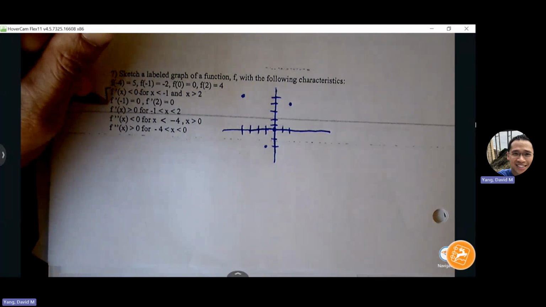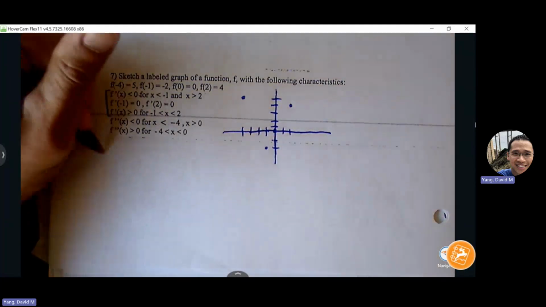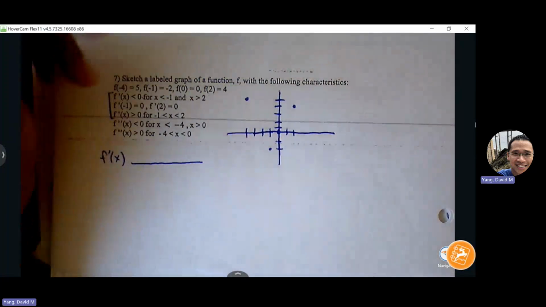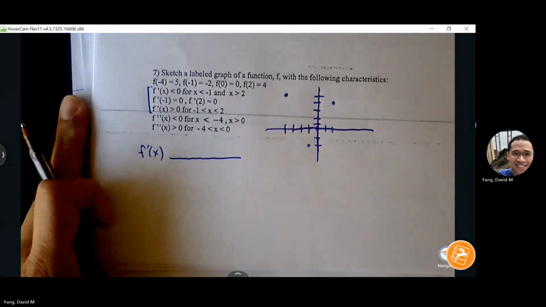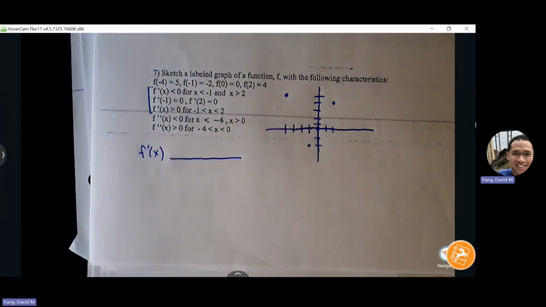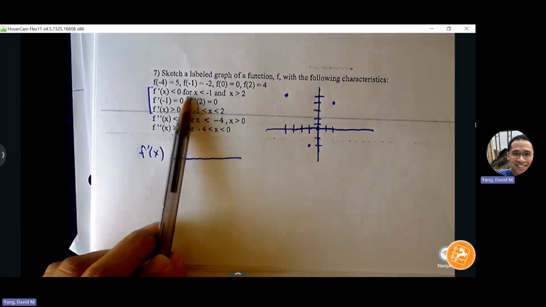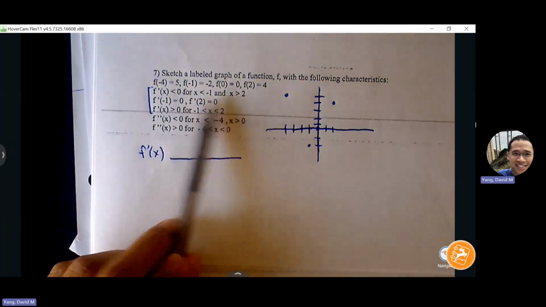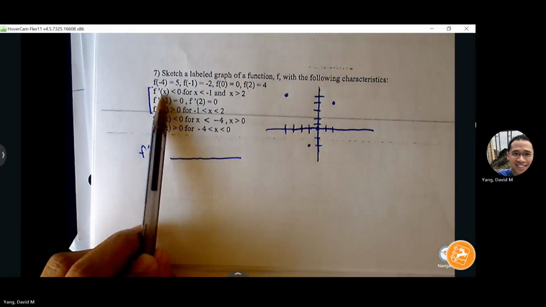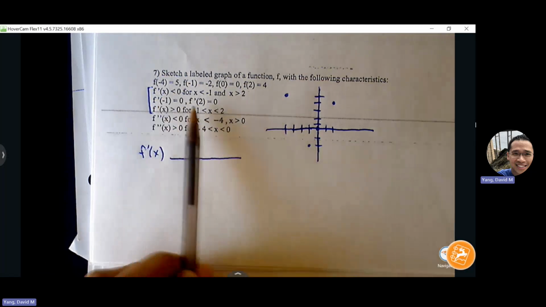The second, third, and fourth statements all refer to f prime. Let's see if we can put that onto our f prime sign line to get a visual idea before we put all this onto our graph. So let's read the second statement here. F prime of x is less than 0 for x less than -1 and x greater than 2. What does f prime less than 0 mean? Slope is negative. So where's slope negative?